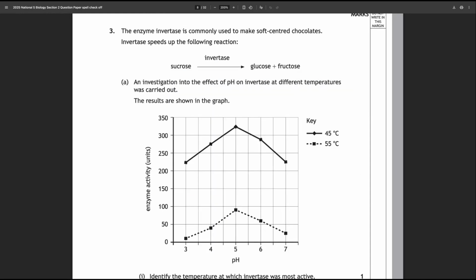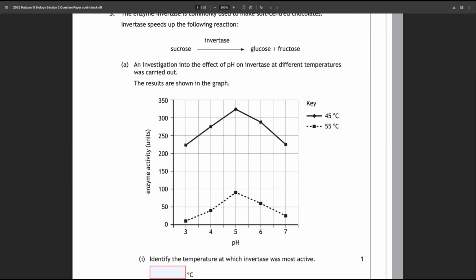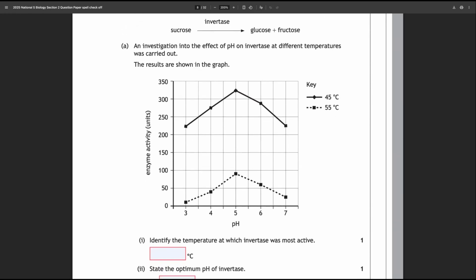Okay, question 3. The enzyme invertase is commonly used to make soft-centered chocolates. Sounds nice. Invertase speeds up the following reaction. Sucrose is catalyzed by invertase to produce glucose plus fructose. Part A, an investigation into the effect of pH on invertase at different temperatures was carried out, and the results are shown below. You can see them in the graph.